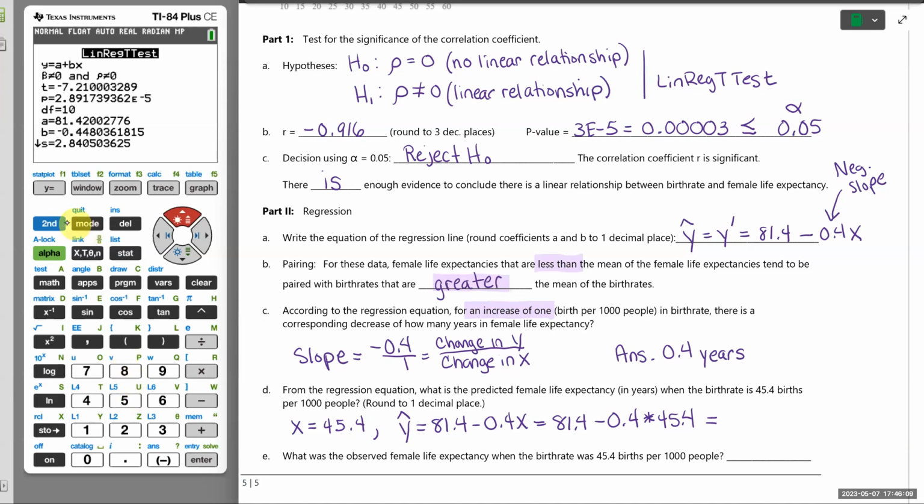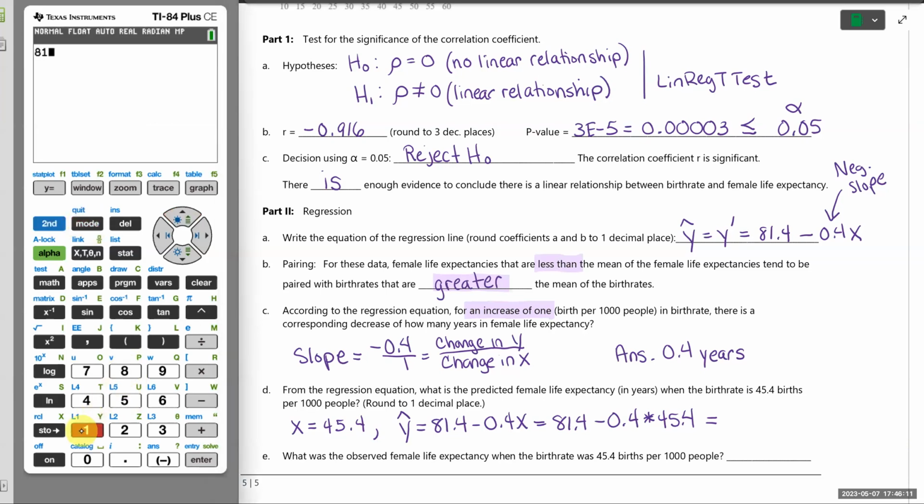All right. So we have 81.4 minus 0.4 times 45.4. And we'll stick with one decimal place, so 63.2.